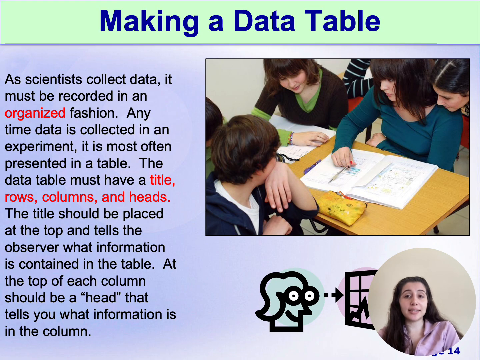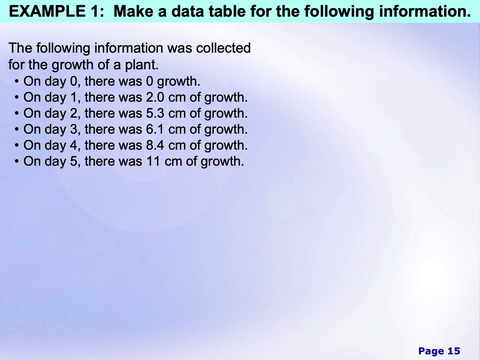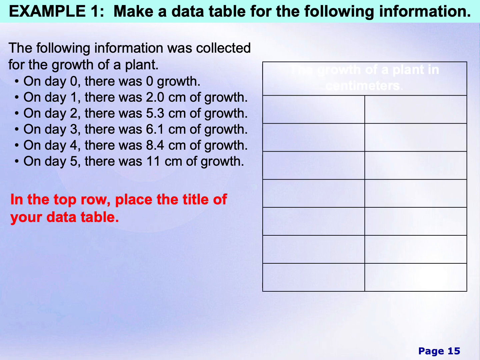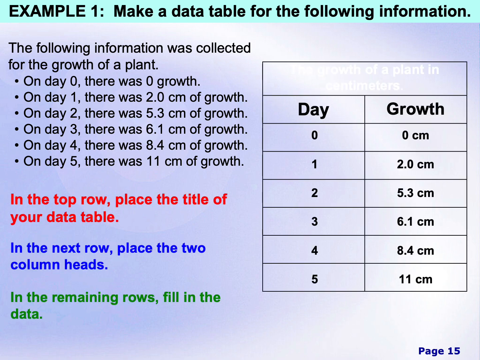Whenever scientists collect data, they organize it in data tables. A good table includes a clear title, columns with labels, and all the relevant measurements. You'll often need to create your own tables, so we're going to be practicing that. In this table, growth is the dependent variable, and days are the independent variable. The growth of the plant depends on the number of days.